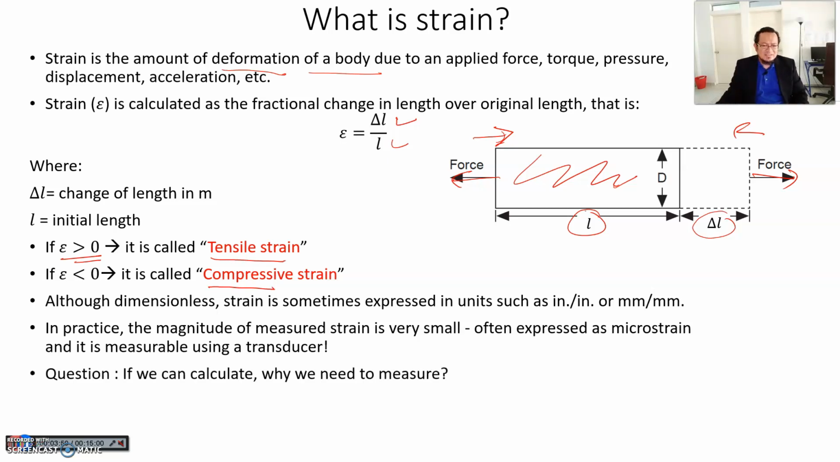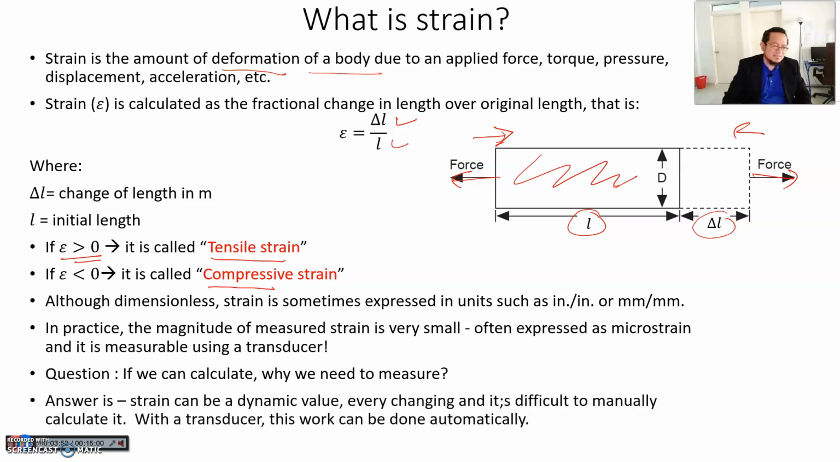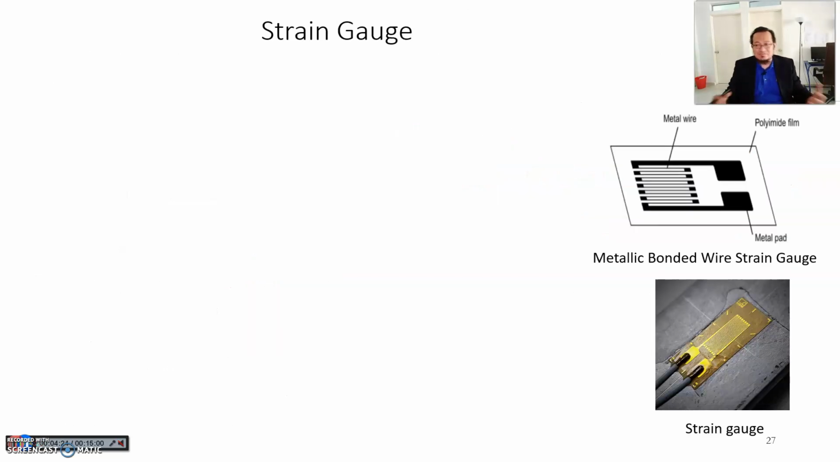So if we can calculate this, why do we need to measure using a transducer? The answer is that in actual practical application, the strain can be applied and is changing from time to time. For example, if you put a metal outside at a very hot temperature, the metal will expand, like a bridge. This kind of expansion and compression is changing every day, and engineers have created devices to make the measurement of strain much easier and able to be done automatically. This is where the instrument transducer, the strain gauge, comes into play.